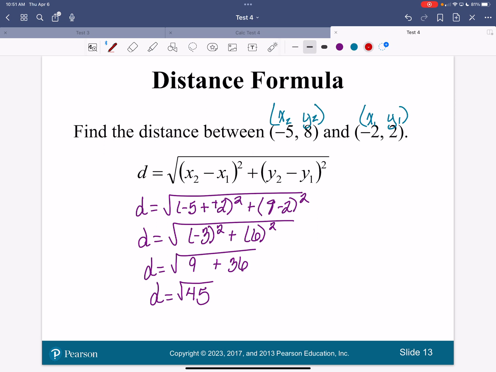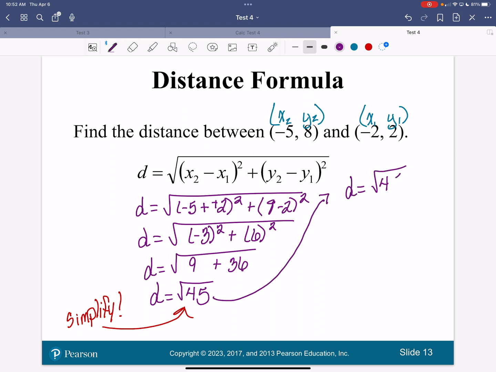Okay, so I need to simplify this. There is a perfect square factor in there. Does anybody know what it is? 9, good. So I've got d equals the square root of 45. That does break down to 9 times 5. And what's the square root of 9? Good. So I have 3 on the square root of 5. And that is my final answer right there. I predicted 11, didn't I?